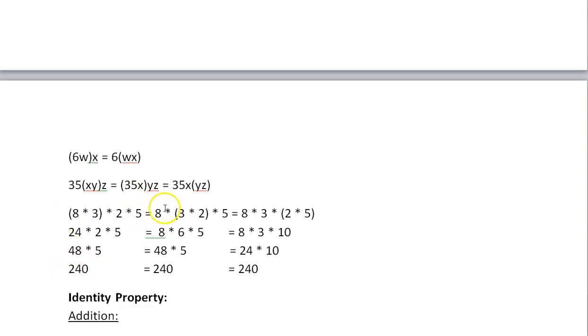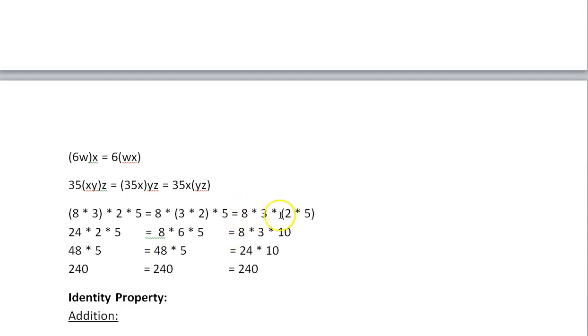Here's another way to approach it. We have 8 times the quantity of 3 plus 2, which gives us 6. So I have my 8 times 6 is again going to get me that 48. And I'm multiplying by 5 in each case. Again, I've got my 240. Again, this is not the most straightforward or easiest way that I could see to approach this.